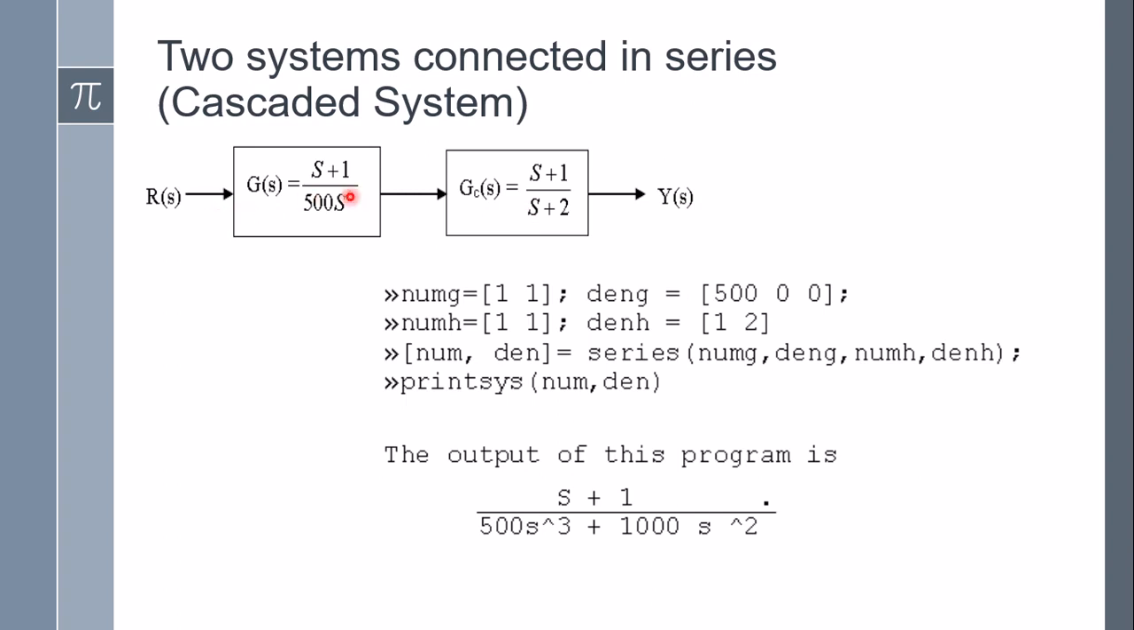When both systems are connected in series, the input passing through G(s) is multiplied by the system function G(s), and the output of the first system is R(s) into G(s). This R(s) into G(s) is the input for the second system Gc(s). So while arriving at the output, Y(s) can be represented as G(s) into Gc(s) into R(s).